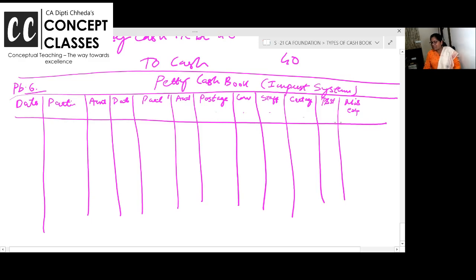Ma'am, how many columns should we make on this side? That depends on your problem. How they give, so you do it. Okay? Many calculations are not there, so just enjoy taking down as it is.